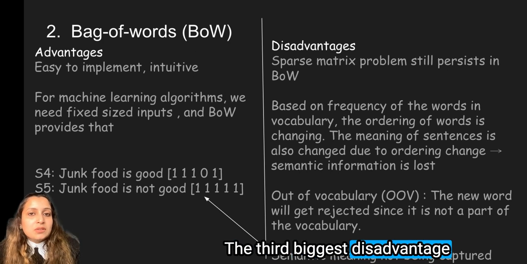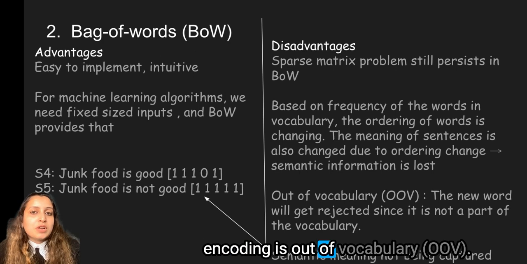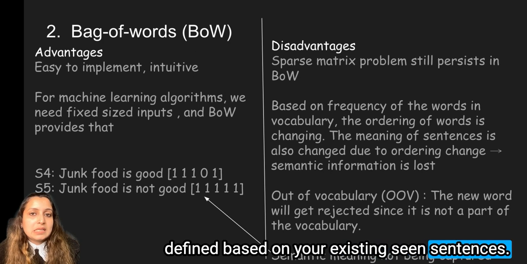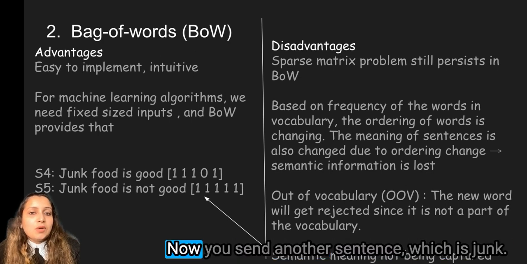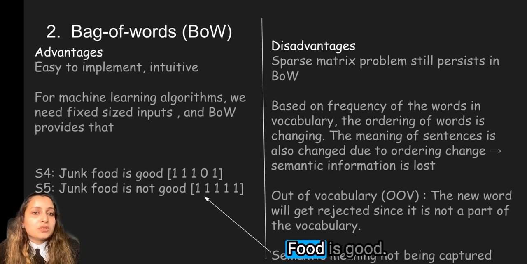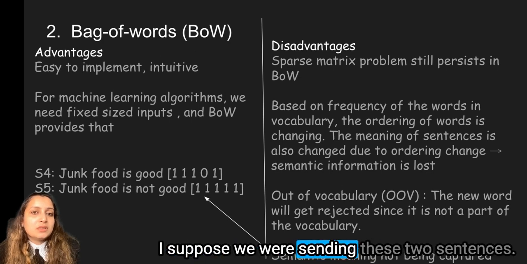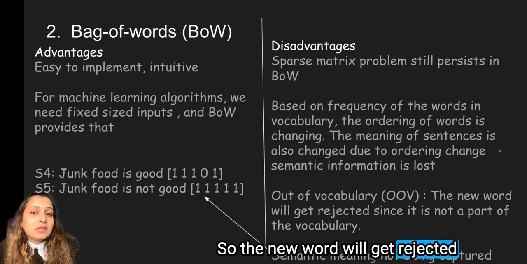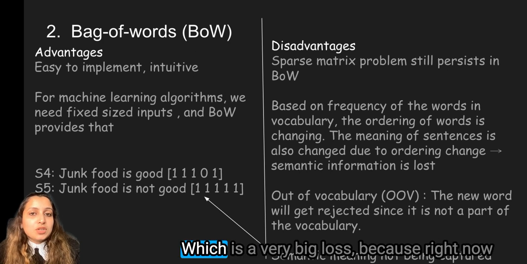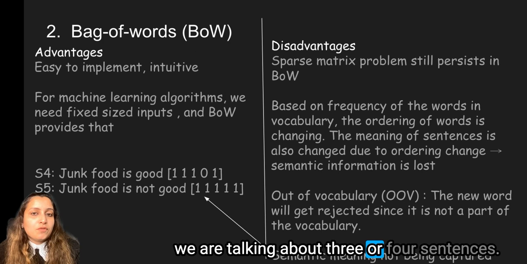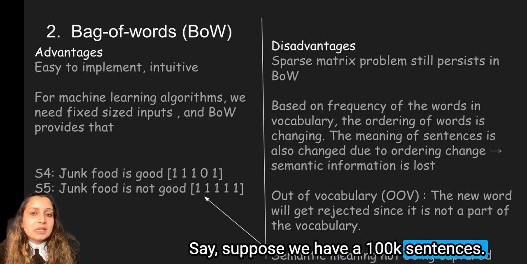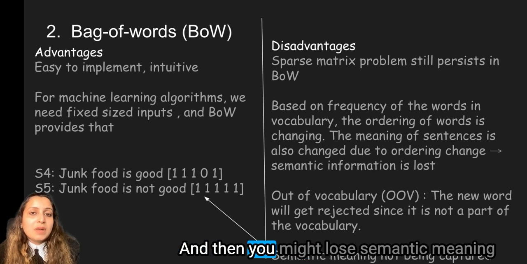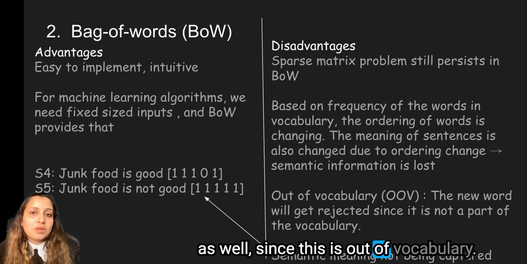The third biggest disadvantage, which was also there for one hot encoding, is out of vocabulary. Suppose your vocabulary has been defined based on your existing seen sentences and your vectors have been defined. Now you send other sentences: junk food is good, junk food is not good. Junk is a word which was not part of your vocabulary. So the new word will get rejected since it is not part of the vocabulary, which is a very big loss, because right now we are talking about 3 or 4 sentences. Suppose we have 100k sentences. In that case, we might have so many unseen words which are not part of the vocabulary, and then you might lose semantic meaning as well.